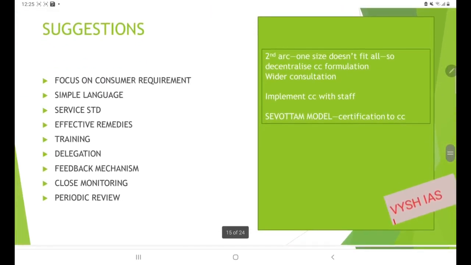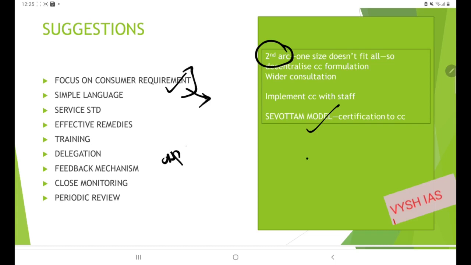Then next are the suggestions which can be made. So one suggestion would be the Sevottam model, as I have said earlier, and this is being stressed upon by the second ARC also. Then next is focusing upon the consumer requirement. The clause I have explained earlier, expectation from client. Okay, so that clause is dealing with this aspect.